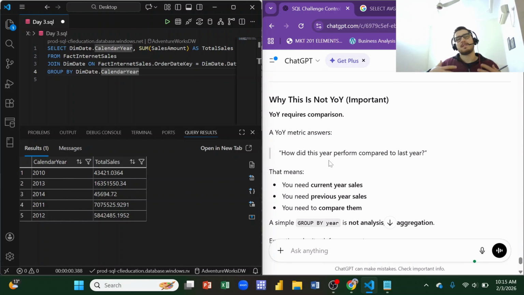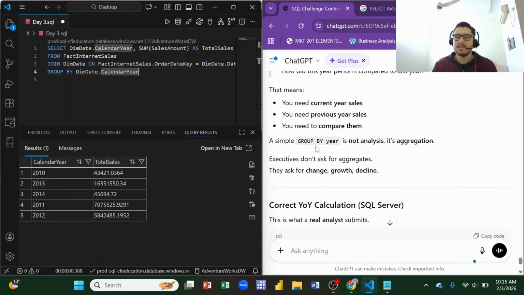So that means that a YOY is not just simply values of each year so that you can see that, oh, we have performed. No, you have to compare these years. This means that you need current year sales, previous year sales, and most importantly for a YOY you need to compare them. A simple group by year is not an analysis, it's an aggregation.